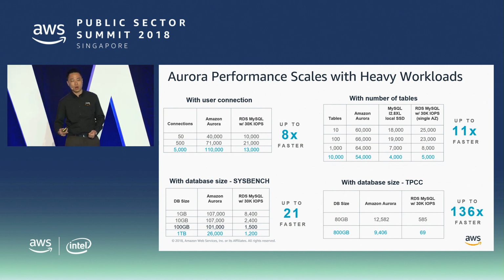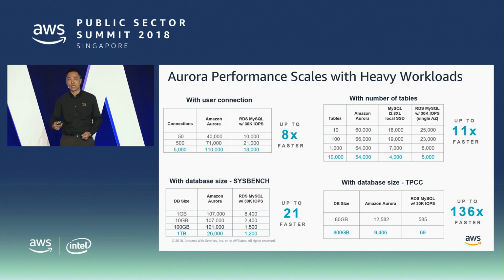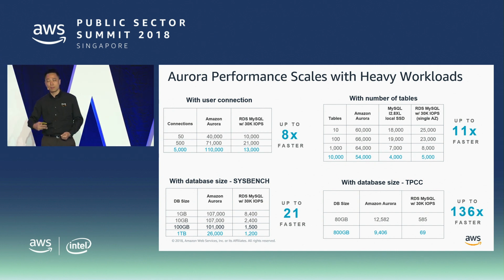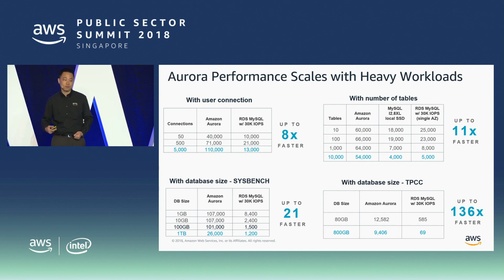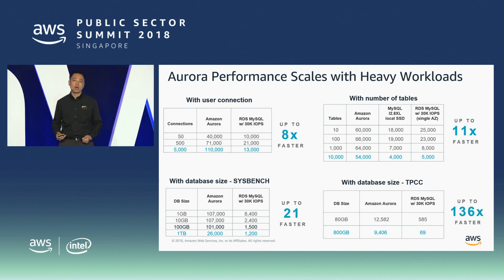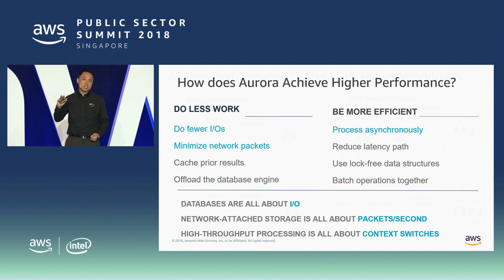Or in terms of the number of tables, we are able to achieve more than 11 times better performance than the vanilla version of the MySQL. Or with the database size, depending on the benchmarking tool you are talking about, if that is Sysbench, we are up to 21 times faster. Or if you are talking about TPCC, we are actually more than 136 times faster than the vanilla version of the MySQL. So the performance here is really, really good for our customers.